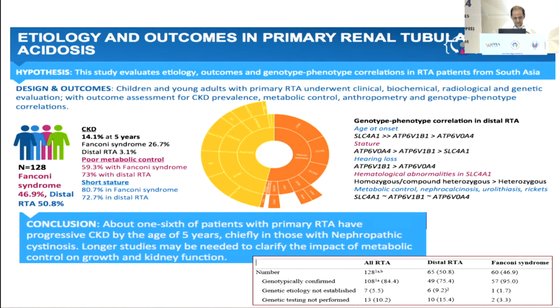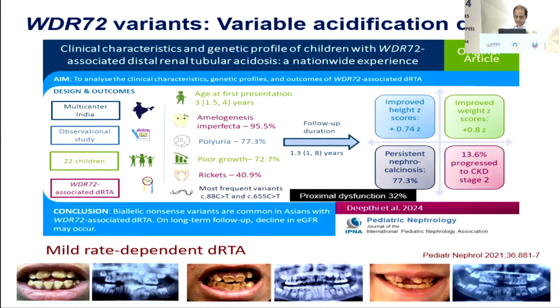Sukanya was one of our students. It's her thesis, and she's currently doing a DM in endocrinology with Rajni. And she looked at almost 130 patients of RTA on follow-up, again finding the same genetic background and showing that almost 75% of patients with distal RTA had a genetic defect, compared to 95% with Fanconi syndrome. So clearly keep these things in mind.